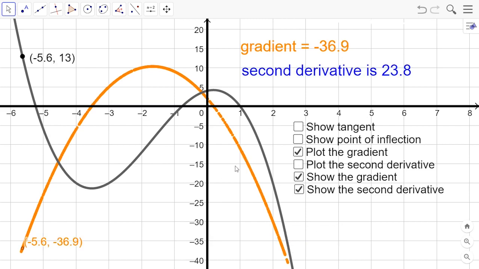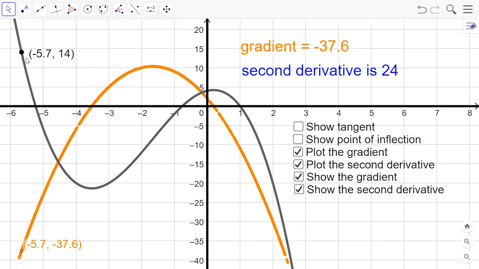We're now showing the second derivative. The second derivative tells us about the behavior of the first derivative. If the second derivative is positive, as it is at the moment, it means that the first derivative, the gradient, is increasing, and we can see that. Notice that the second derivative is positive all the way along here until this point over here, where the gradient starts to decrease. And when the gradient starts to decrease, the second derivative is negative.